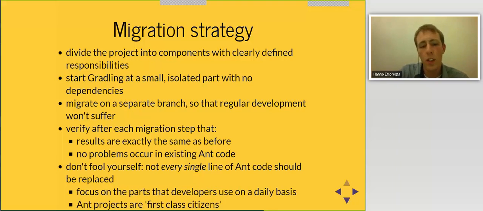And this is a good point. You can just leave some Ant targets that are not used very often and just call them from Gradle, just as we saw in the code example.